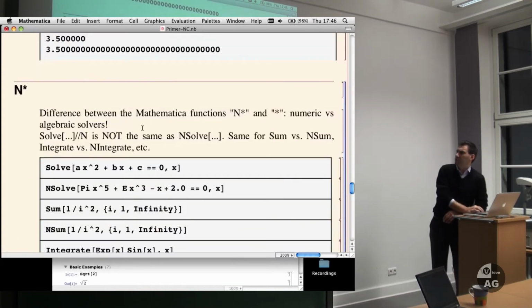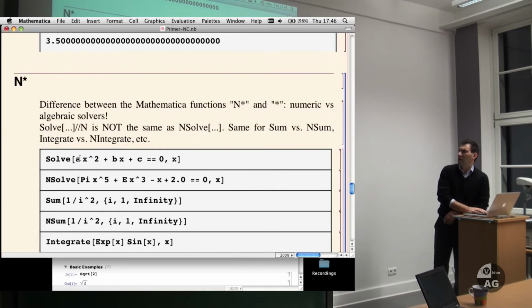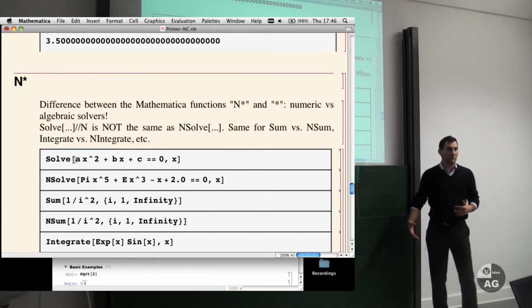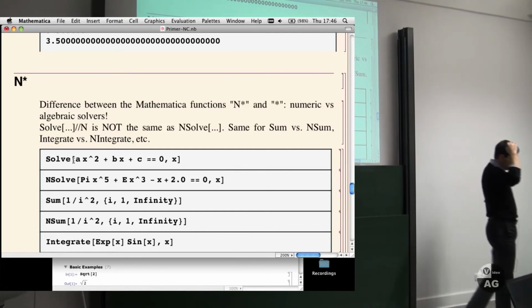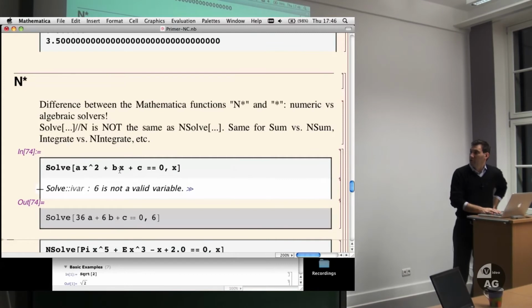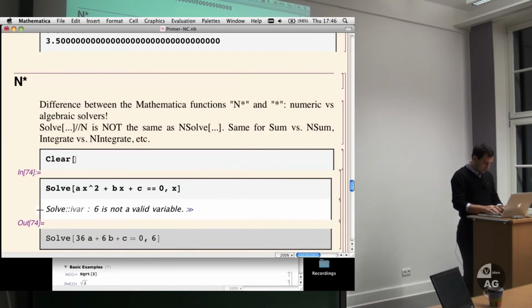This is just for you to know. I told you many times that Mathematica is extremely powerful for symbolic computations. So you can solve an equation. Of course, now you can't because we assigned the stuff.